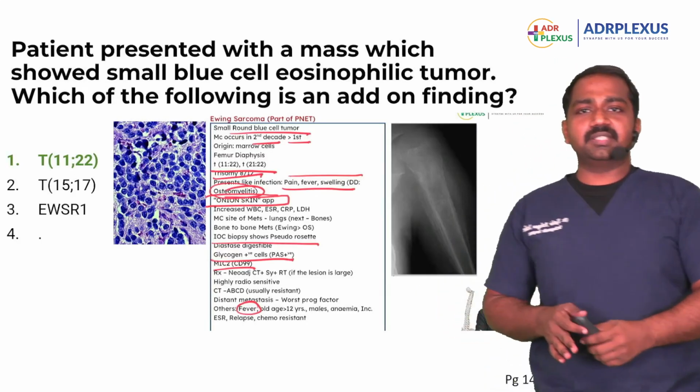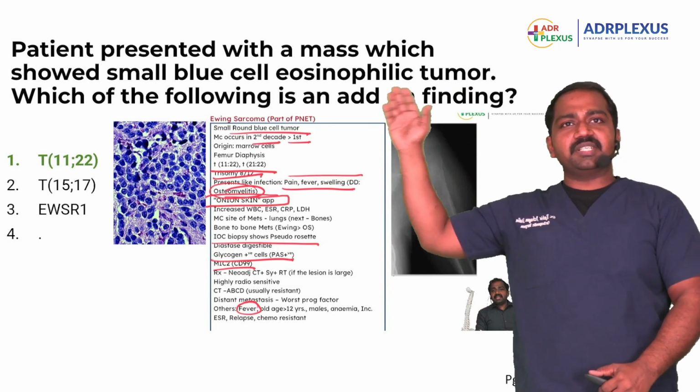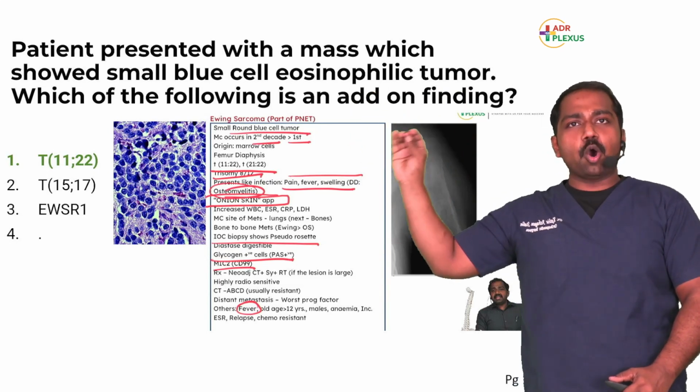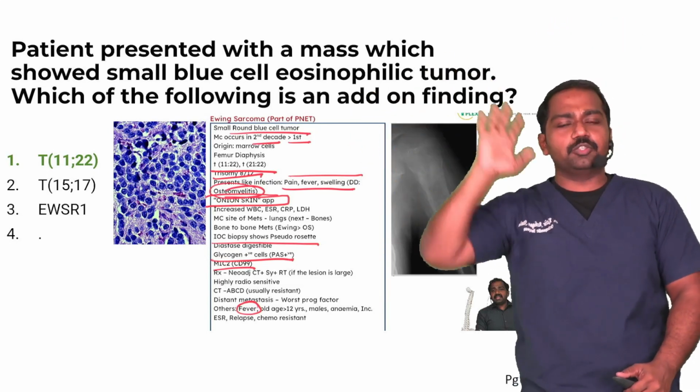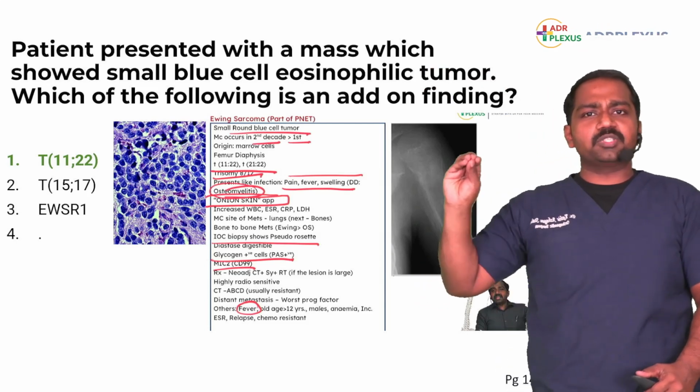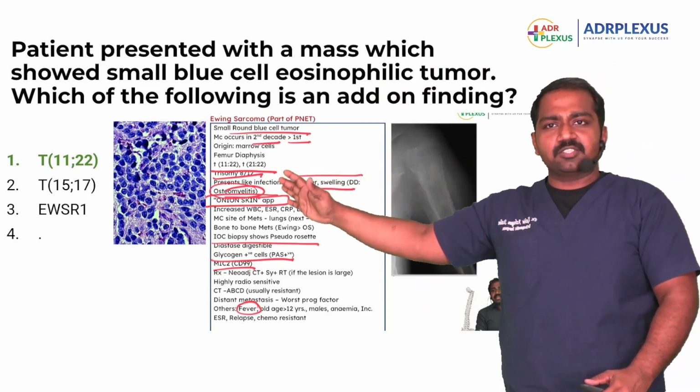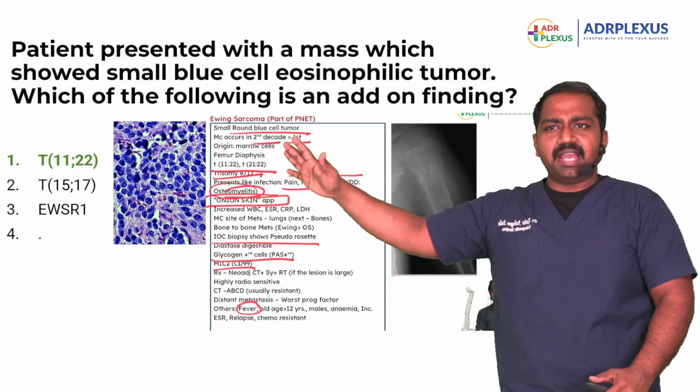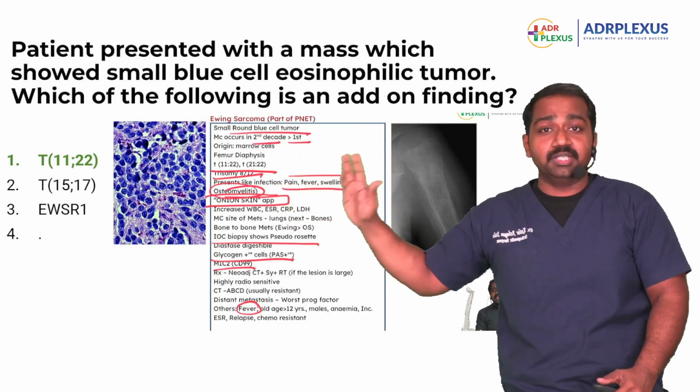So the first question goes like this. Patient presented with a mass which showed a small blue cell eosinophilic tumor. So the question is about a small round blue cell tumor and what are the translocations. They have given 4 options. We had 3 options on hand and the 4th option I'm not sure.